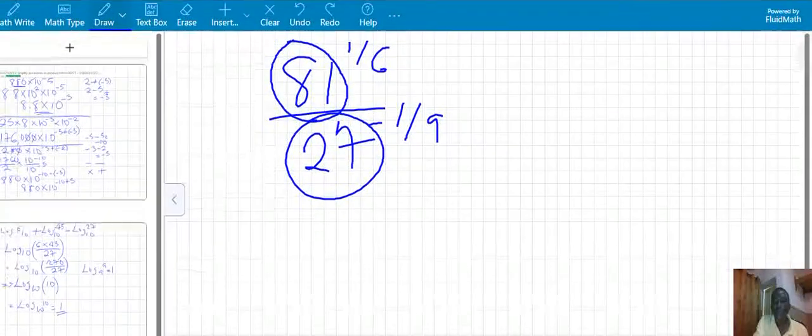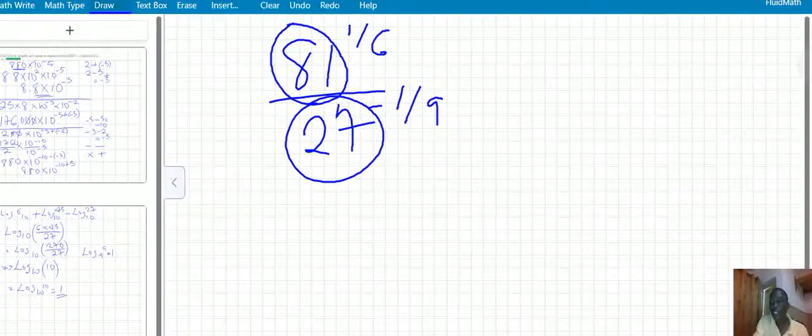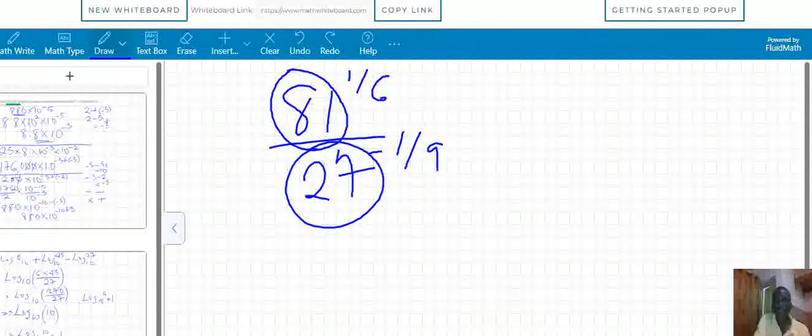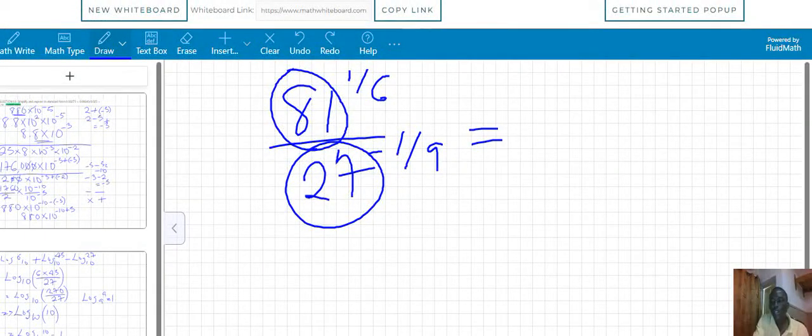Now 81, we want to reduce 81. If we reduce 81, what are we going to get? If we raise 3 to a power of how many, what can you multiply together that will give 81? That is 3 times 3 times 3 times 3.